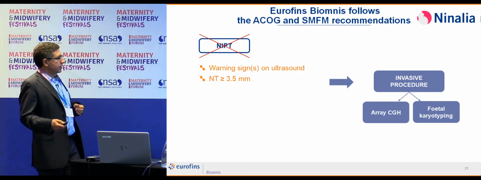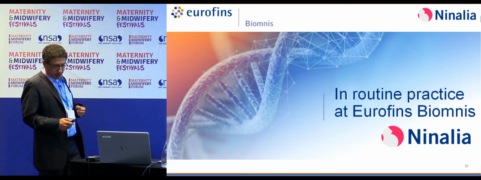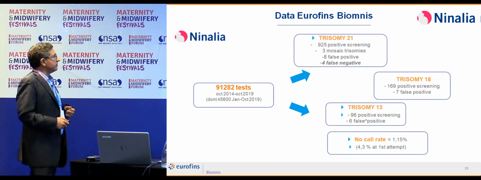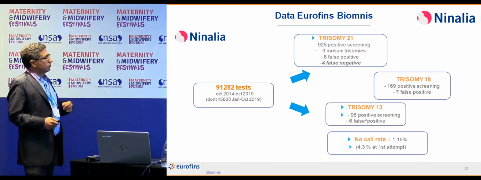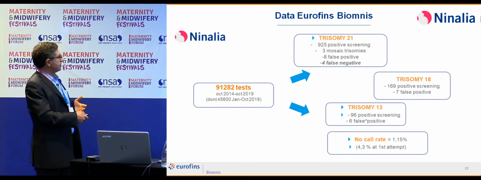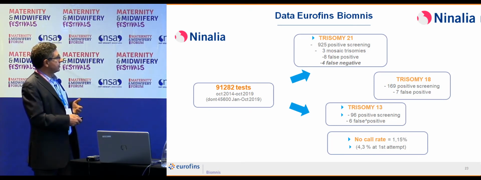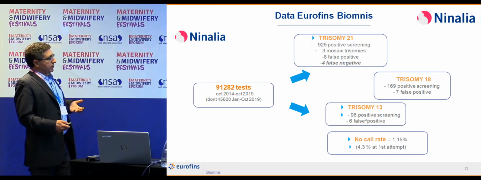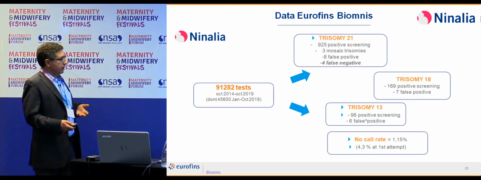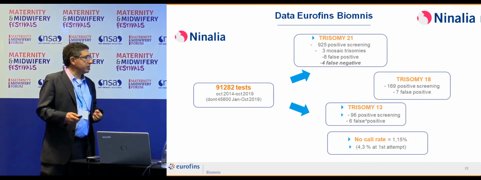So in routine practice, we started at Eurofins Biomnis in October 2014. We have now made almost 100,000 tests. It was 91,000 tests in October. We find around 1% positive for trisomy 21, and much fewer positive for trisomy 18 and trisomy 13. We have a no-call rate of 1.15%.